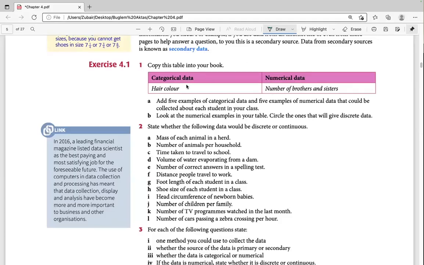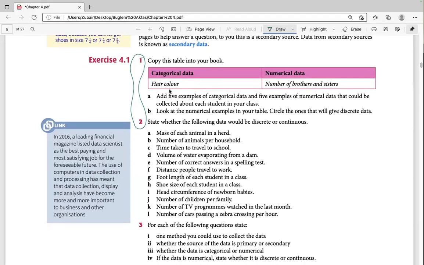Okay, copy this table onto your notebook. Categorical data is hair color, numerical data, number of brothers and sisters. Okay, add 5 examples of categorical data. Now, for a few of these examples, obviously, I would have to create hypothetical situations. Some of these exercises are exactly designed to give students hands-on experience. What our teachers used to do was to send us into a particular section and ask us to collect the data. Those were mostly about the heights and the fruits and the flavors students would like to eat.